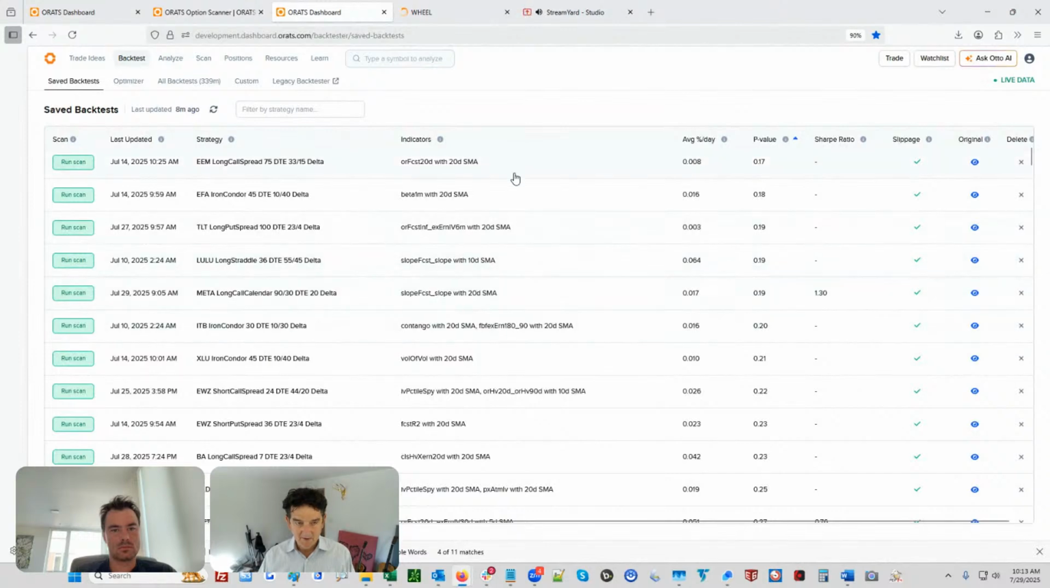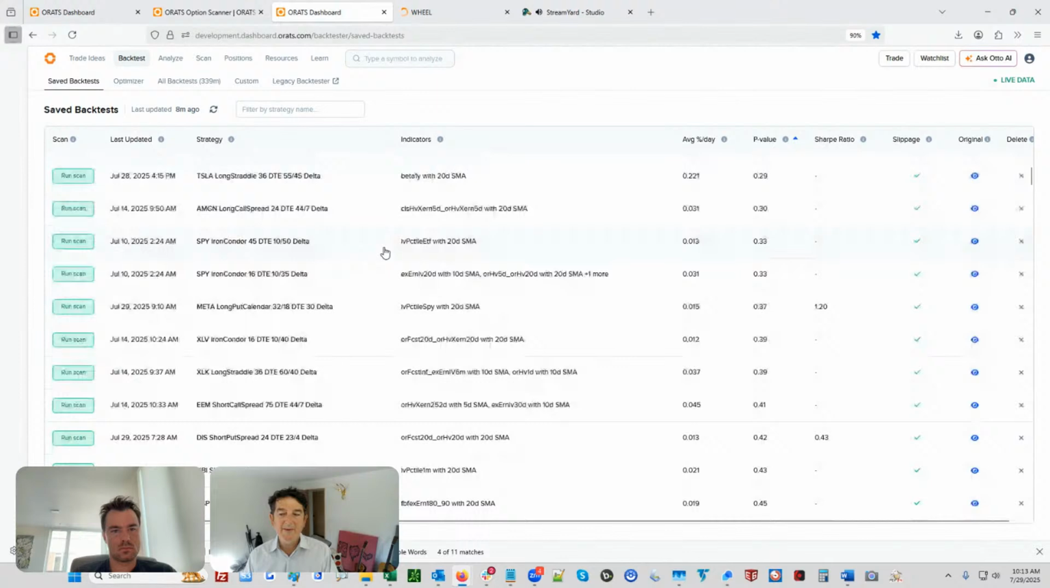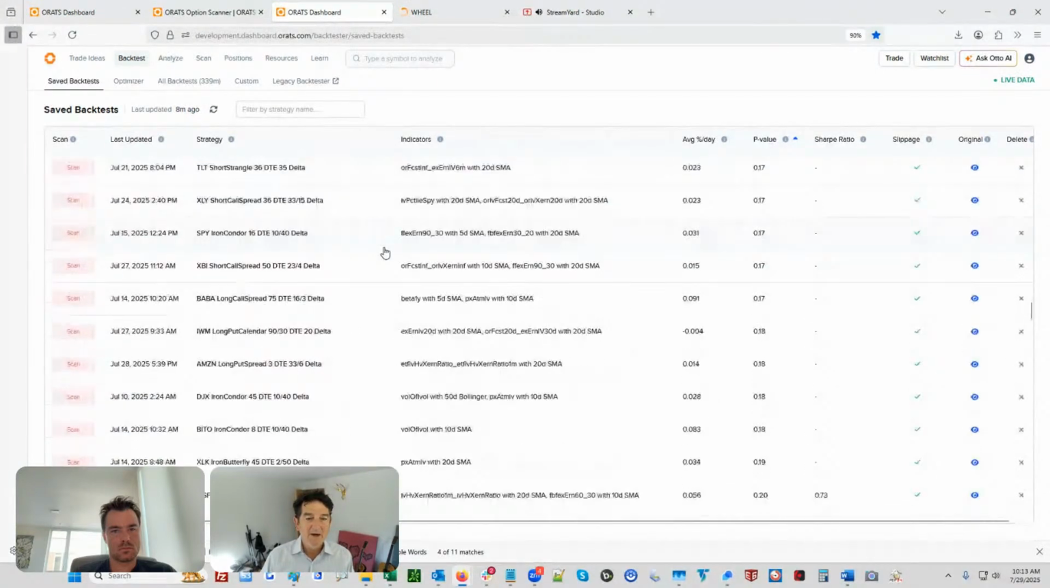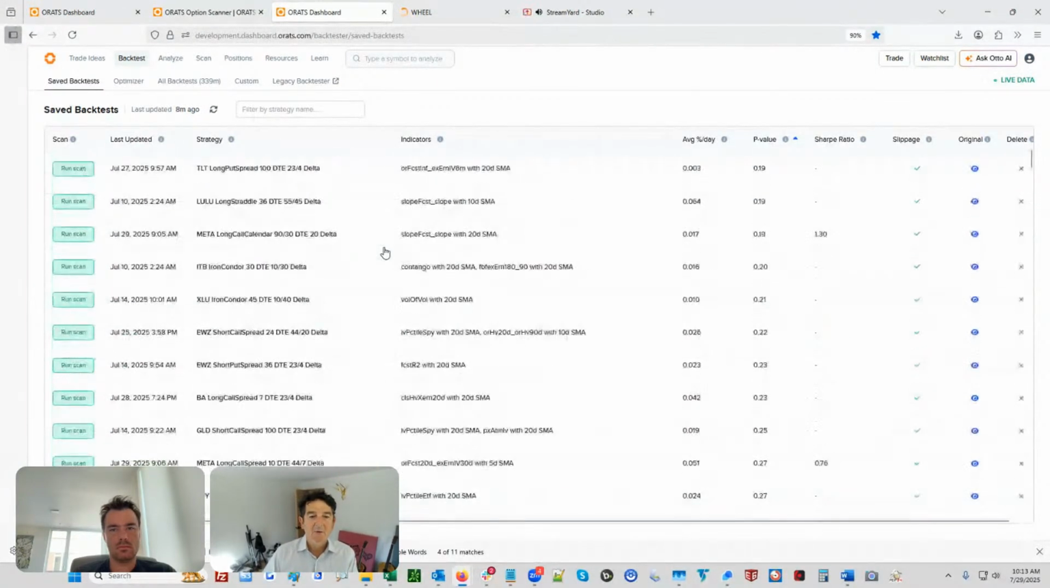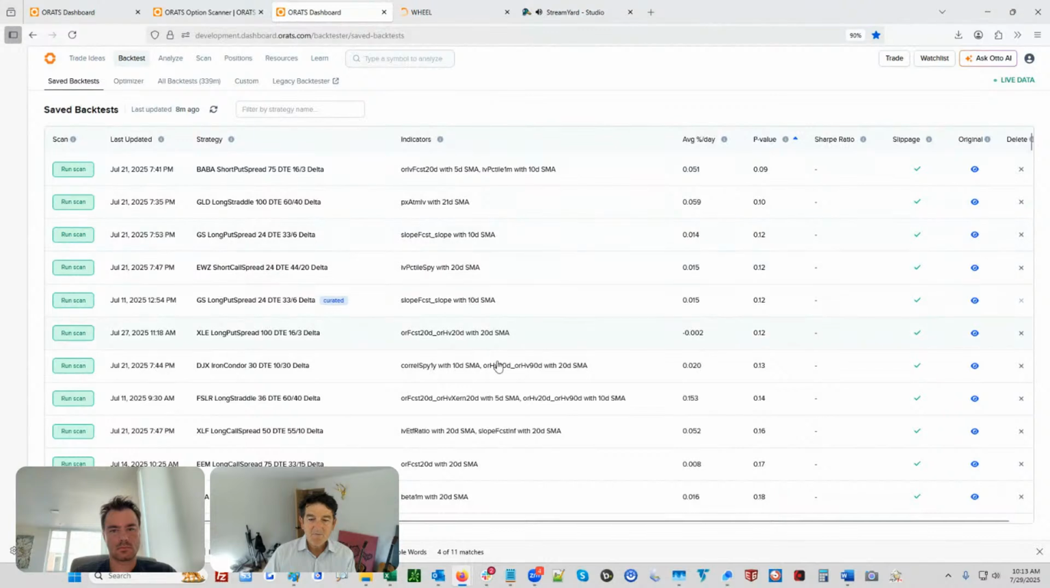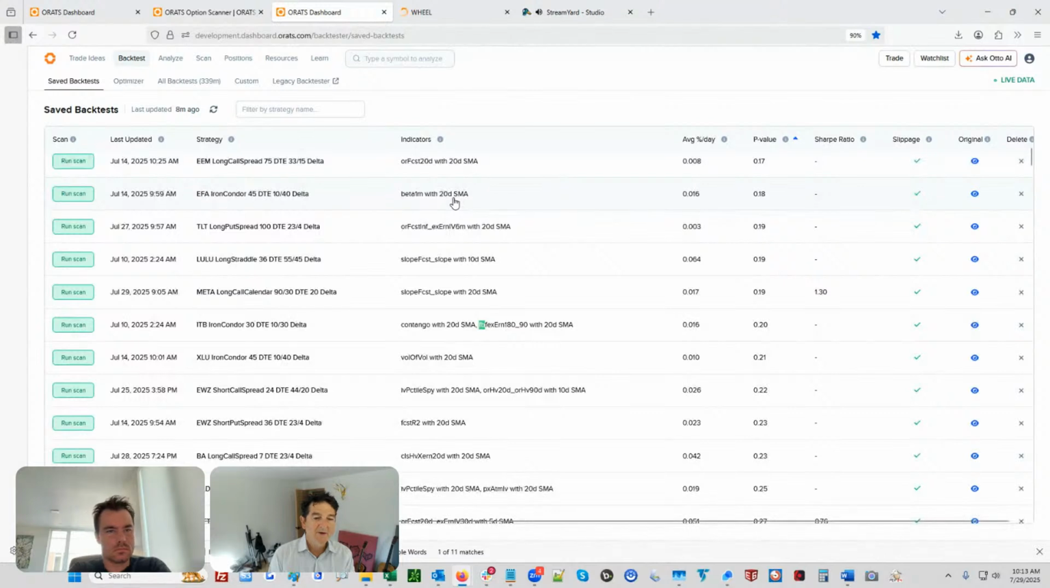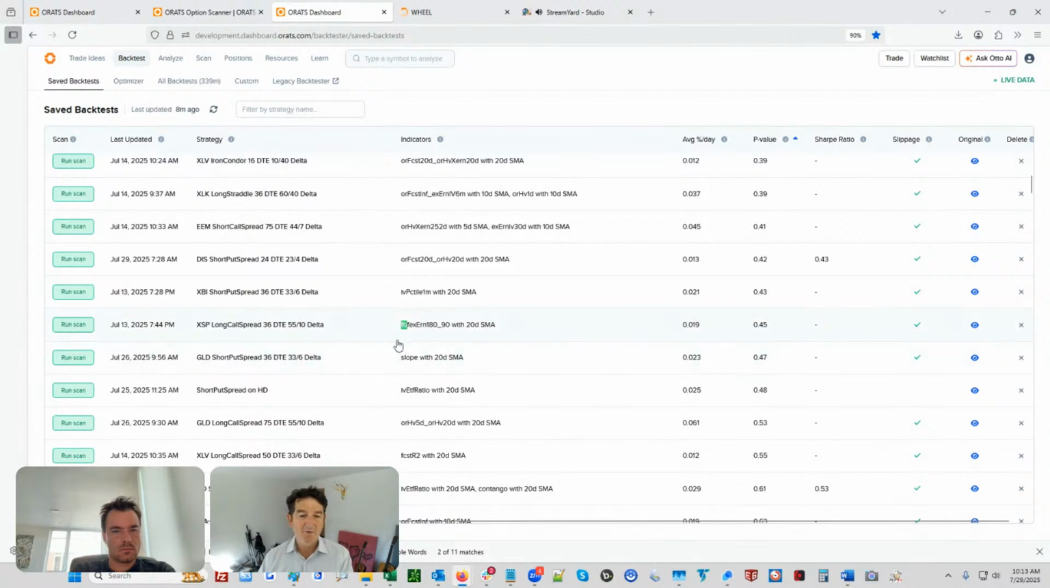So what we're looking at now are all my saved backtests. So these are the best backtests that I've found, right? And what we do is we look if there's a good timing indicator here. This is probably a whole show, but so FB, there's one FB there for the ITB iron condor. There's one F there for the XSP call spread.